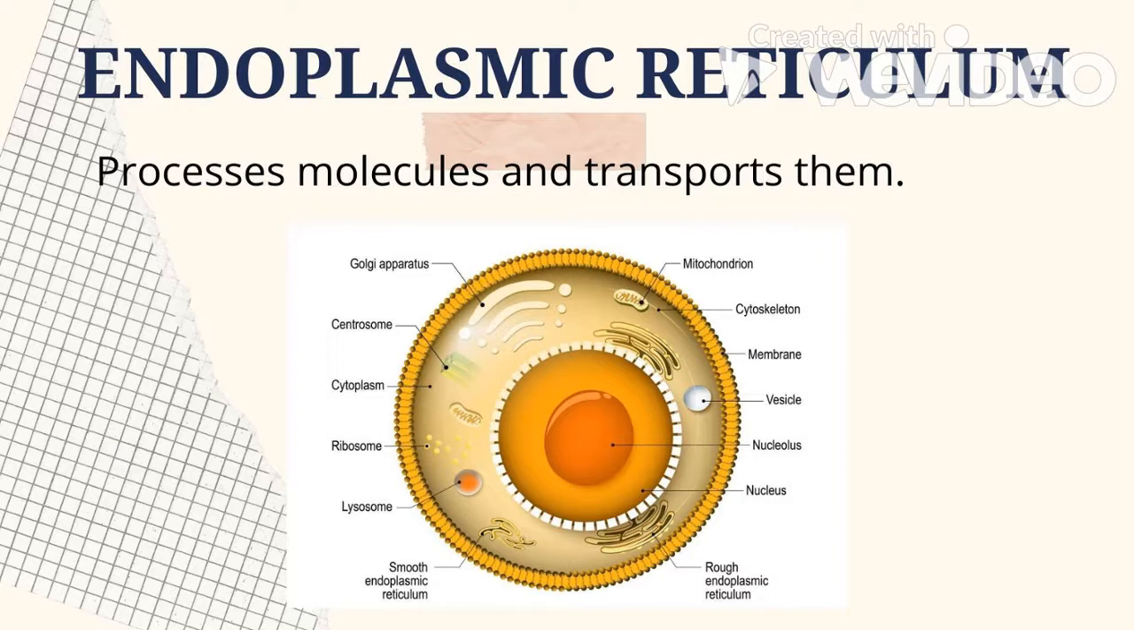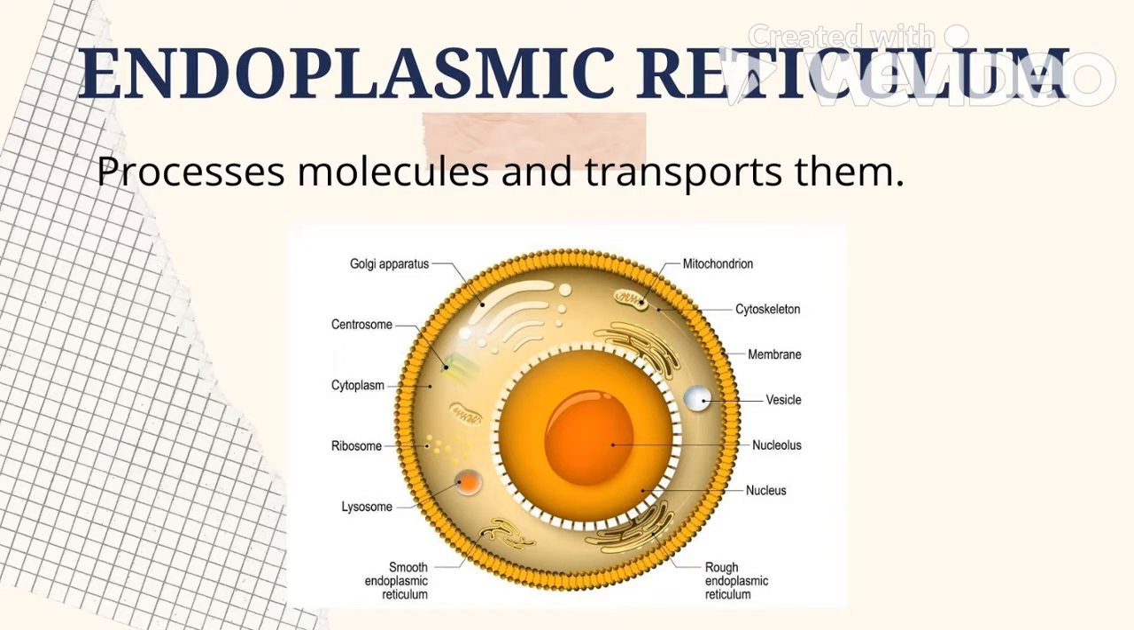And now we have the endoplasmic reticulum. It processes the molecules within the cell and helps transport them to their final destination. So they're like the transporters of the cell. In particular, it synthesizes, folds, modifies, and transports proteins. The ER, or the endoplasmic reticulum, is made up of elongated sacs held together by the cytoskeleton.